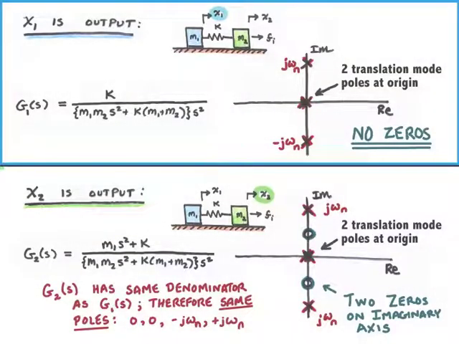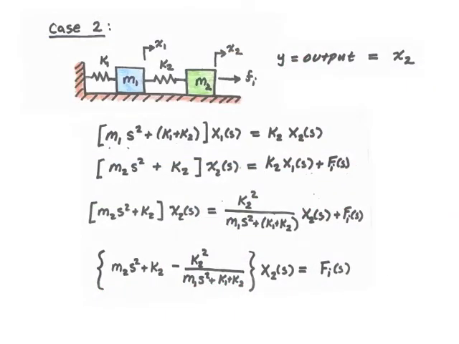In our last lecture, we examined a two-mass system consisting of two masses connected by a spring with a force input. We found the transfer functions, and we sketched the poles and zeros in the complex plane. In this lecture, we handle a second two-mass system. We'll now look at another two-mass example.